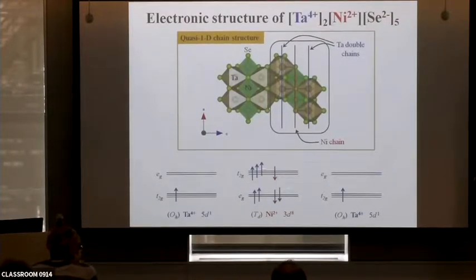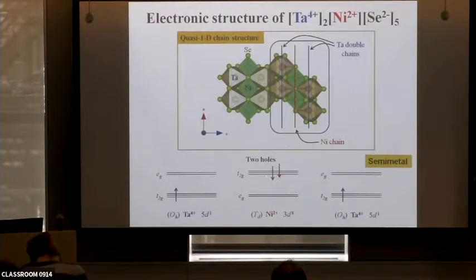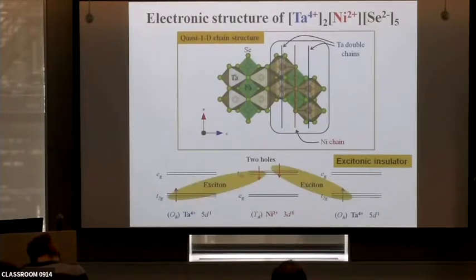So this electron configuration can be replaced with two holes in the t2g level. Therefore, this electron configuration suggests that this system is a semimetal. Then how can we realize the excitonic insulating phase in this system? The answer is pretty simple. If one electron on the tantalum side and one hole on the nickel side form an exciton, then the excitonic insulating phase could be realized in this system.